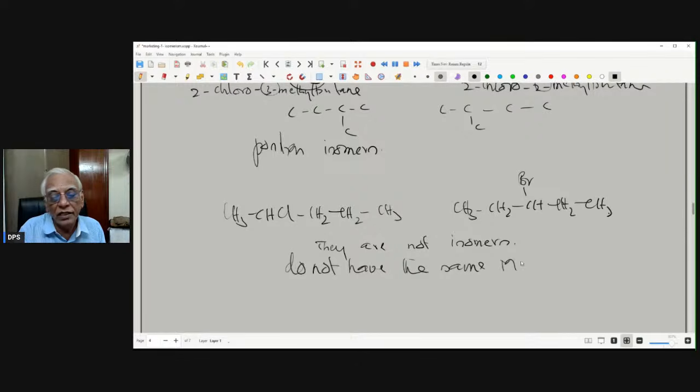One has C5H11Cl, and this is C5H11Br. So they have different molecular formulas. So they are not isomers at all.